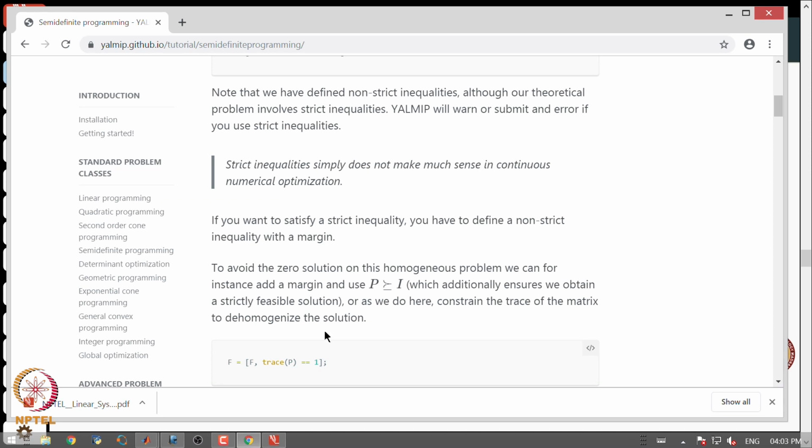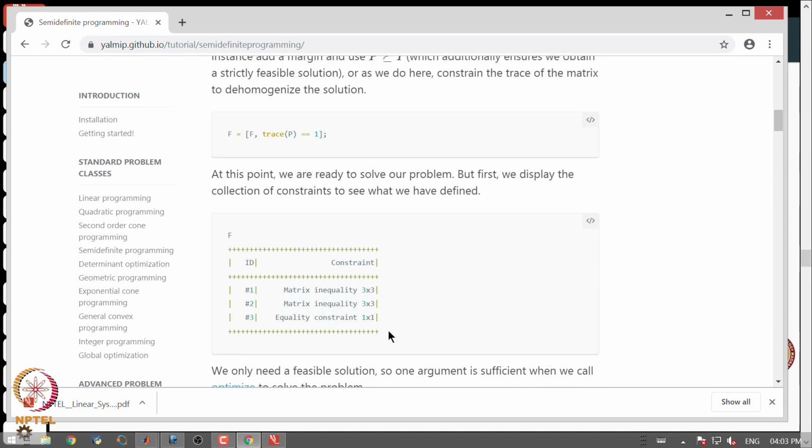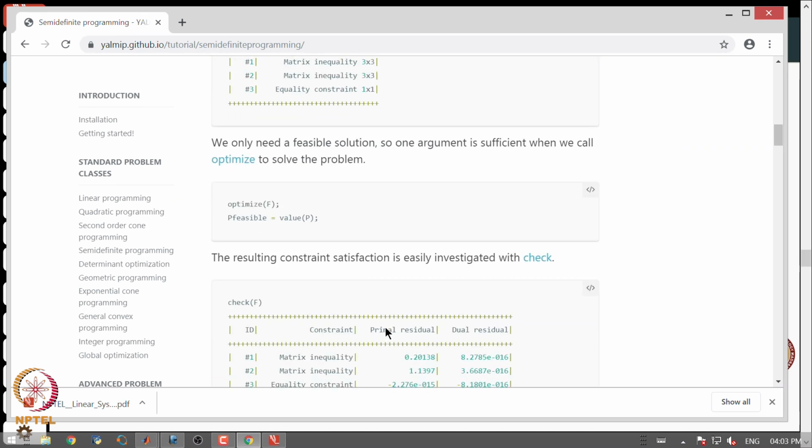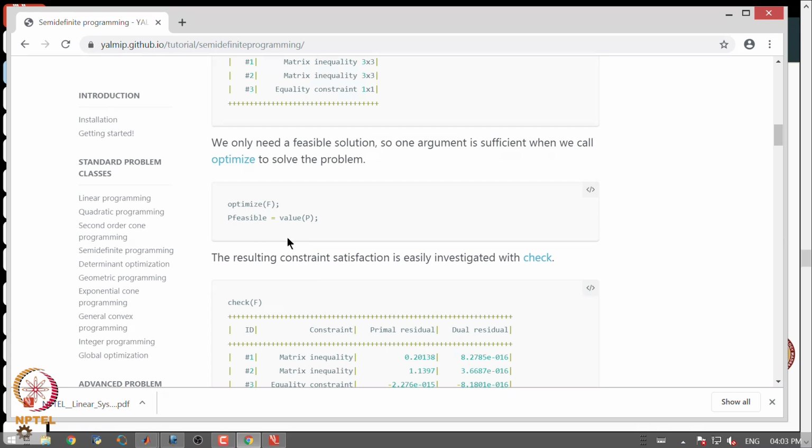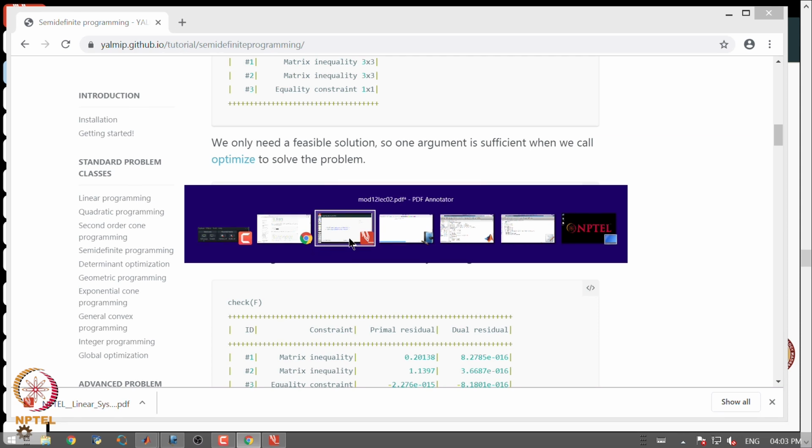There are also other ways which they mention, for example, you can have the trace of P equal to 1 and so on. Once you write these constraints, with P greater than 0, the way to solve is you just say optimize F, and then the feasible value of P is given by typing value of P, because P is just this variable here. It will give you the appropriate value of P.